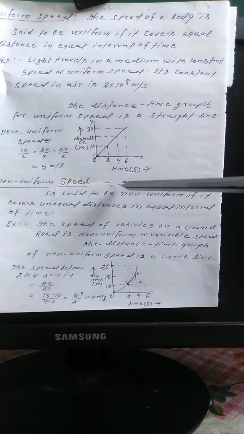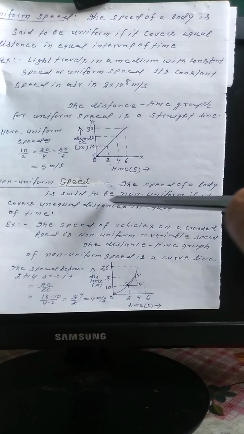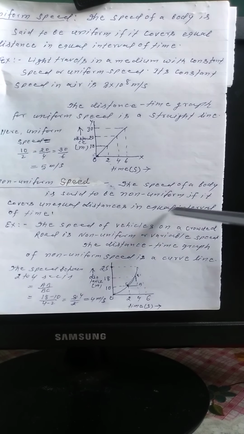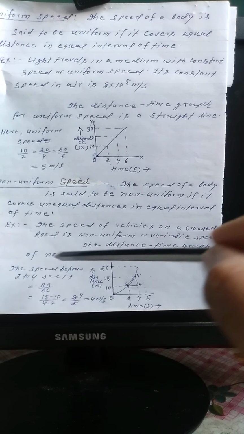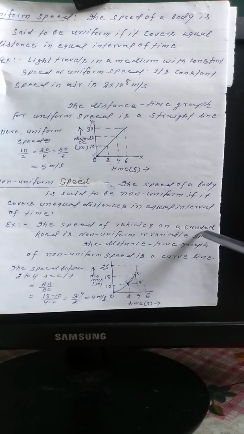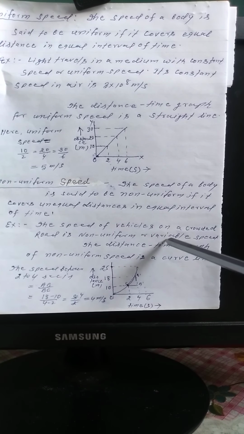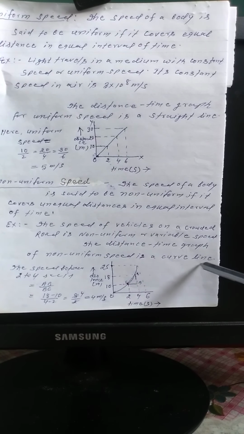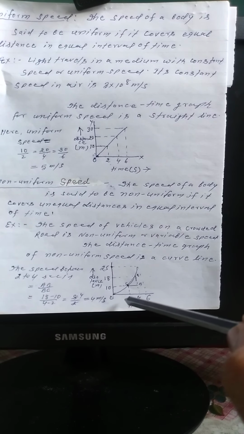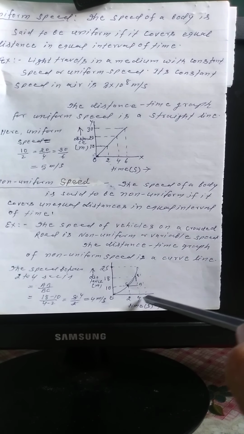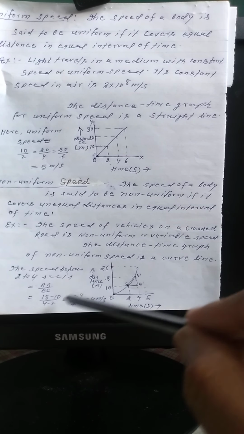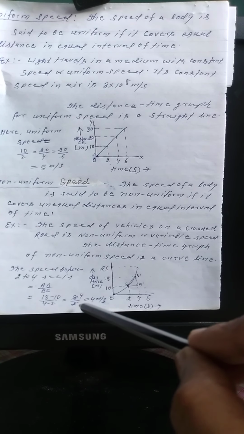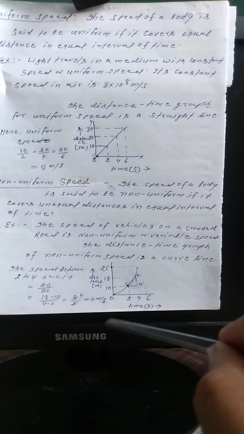Now non-uniform speed. The speed of a body is said to be non-uniform if it covers unequal distances in equal intervals of time. For example, the speed of vehicles on a crowded road is non-uniform or variable speed. The distance time graph of non-uniform speed is a curved line, and here the non-uniform speed between 2 to 4 seconds is equal to AB by BC, that is 18 minus 10 divided by 4 minus 2, which is 8 by 2, that is equal to 4 meters per second.